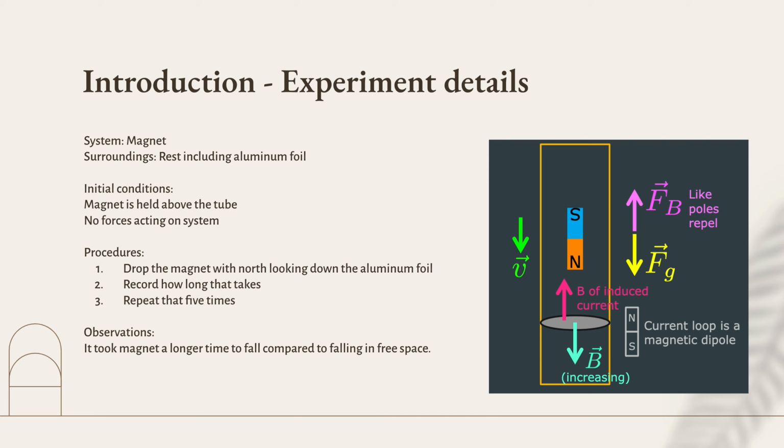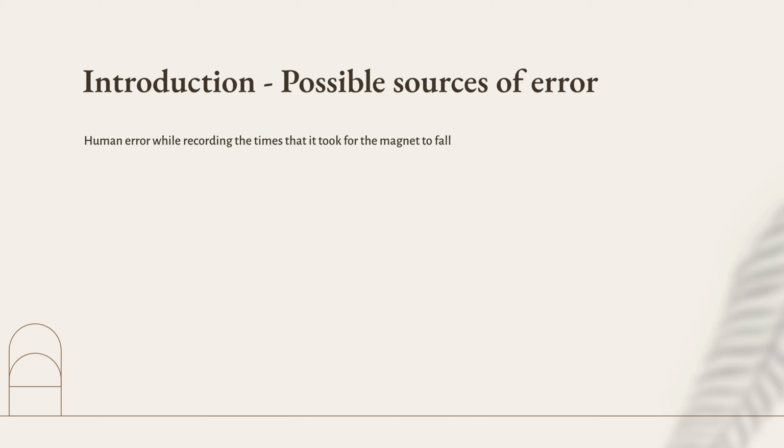In the experiment, the system is the magnet while surroundings are everything excluding the magnet. Initial conditions were that the magnet was held above the tube and there are no external forces acting on the system. Procedure was simple: drop the magnet, record the time, and repeat that 5 times. And I could observe that the magnet took a longer time to fall compared to falling in free space. The possible source of error is human error while recording the time it took for the magnet to fall.